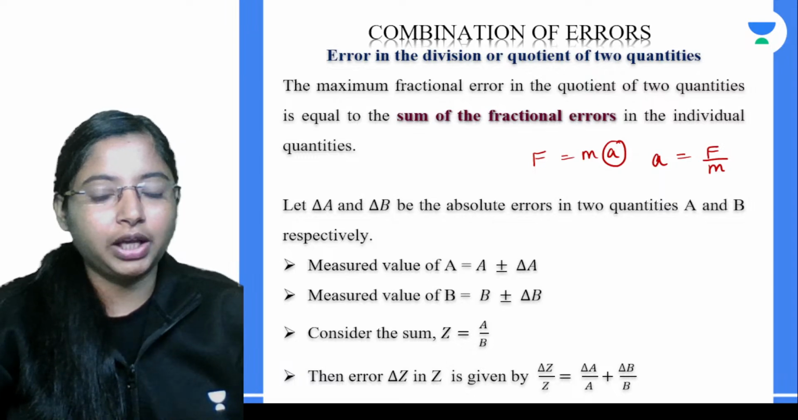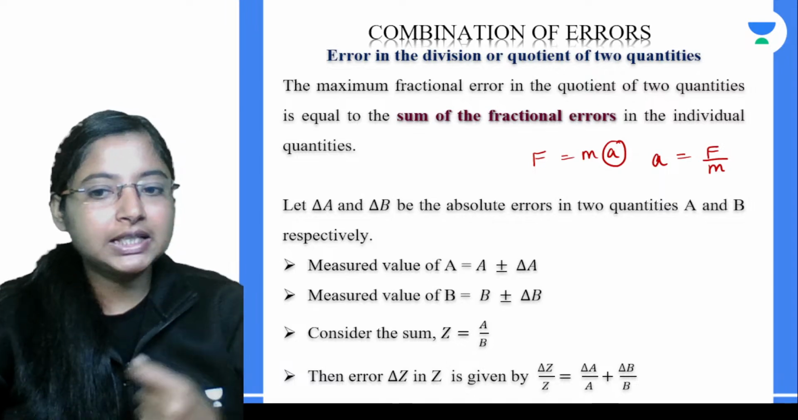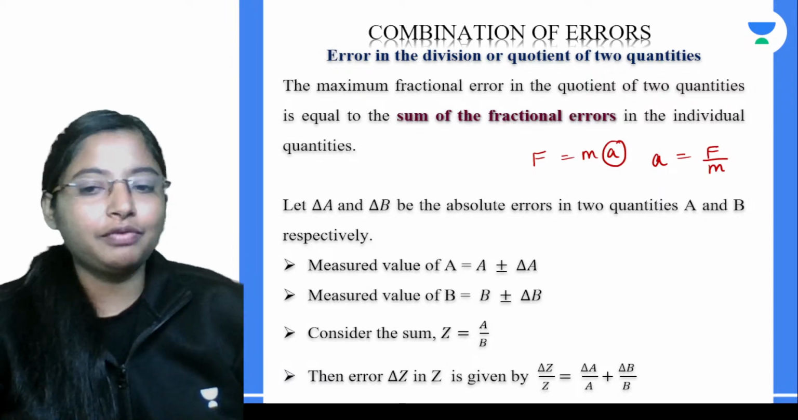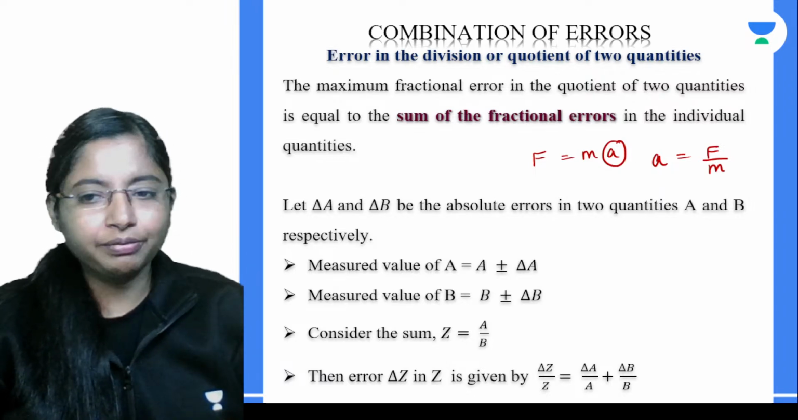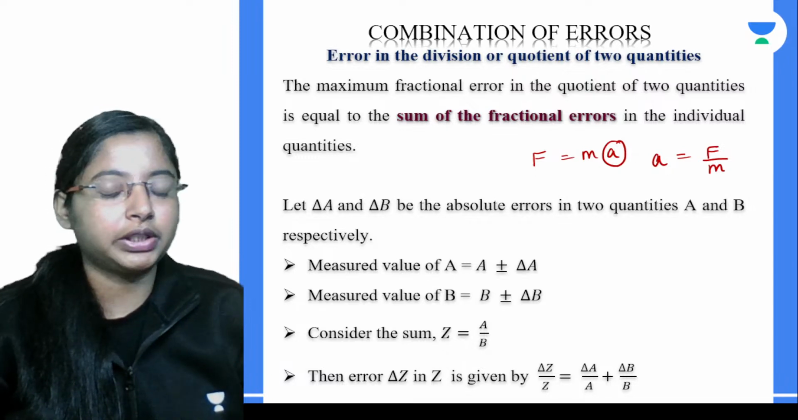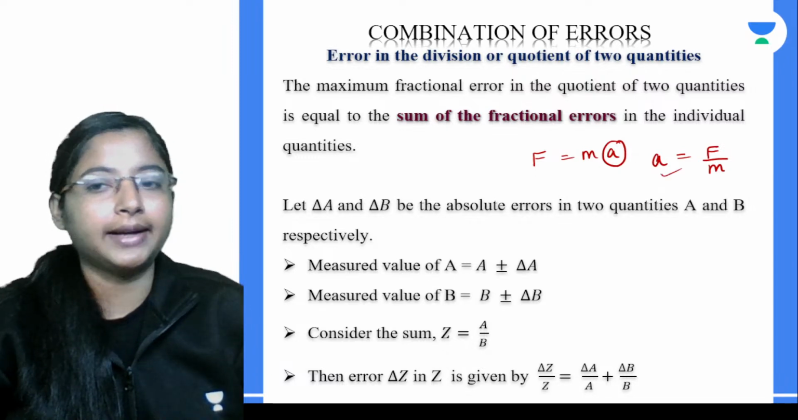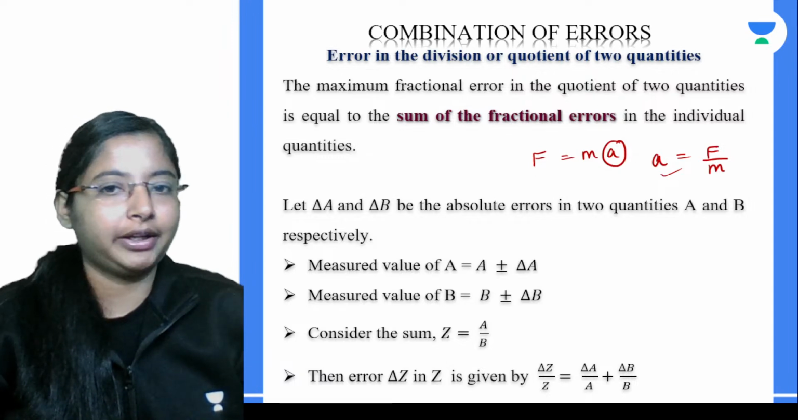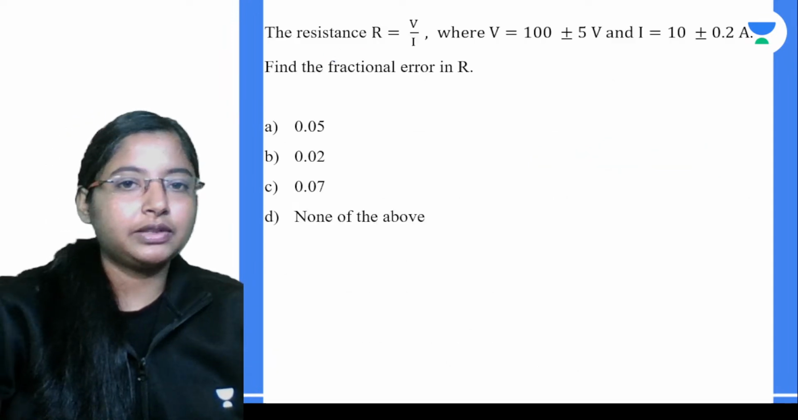You divide this quantity, but in each case, just like the previous quantity, find the fractional error, and then finally add the quantities. That will give you the error in acceleration, especially when you're dividing quantities. Okay, so let's see this with an example.